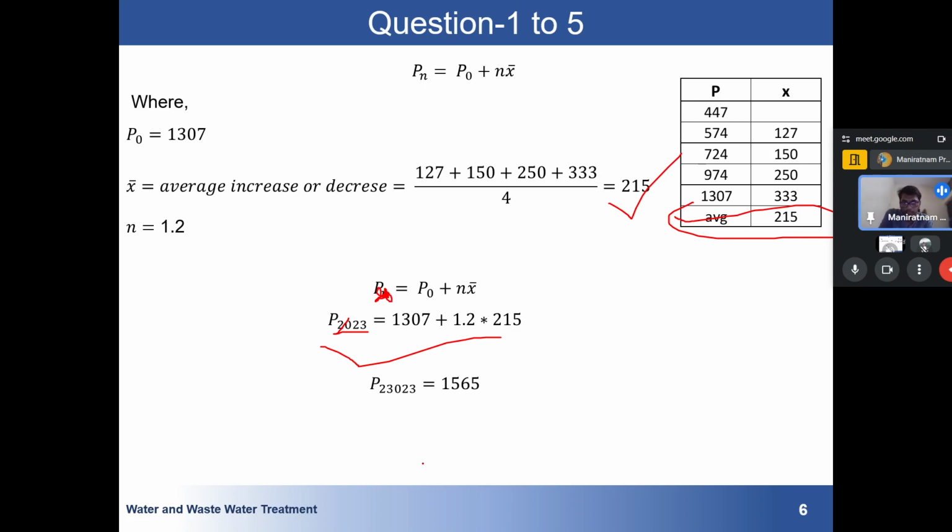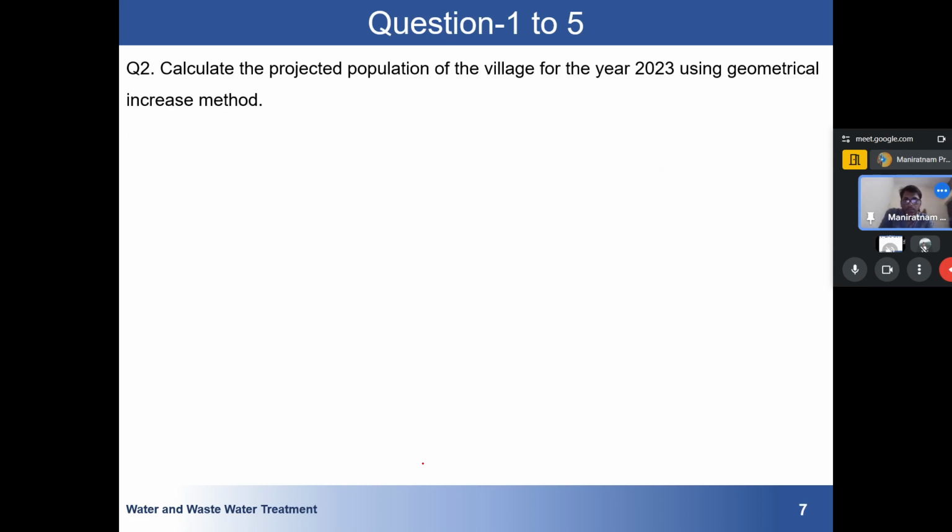I hope this is clear to you. Now the second method is known as the geometrical increase method. We have already seen the arithmetical one, and now they are asking to calculate the geometric. Again, this method is not applicable in the current scenario, because it also has some limitation: it won't work when the population of a particular area is very high.